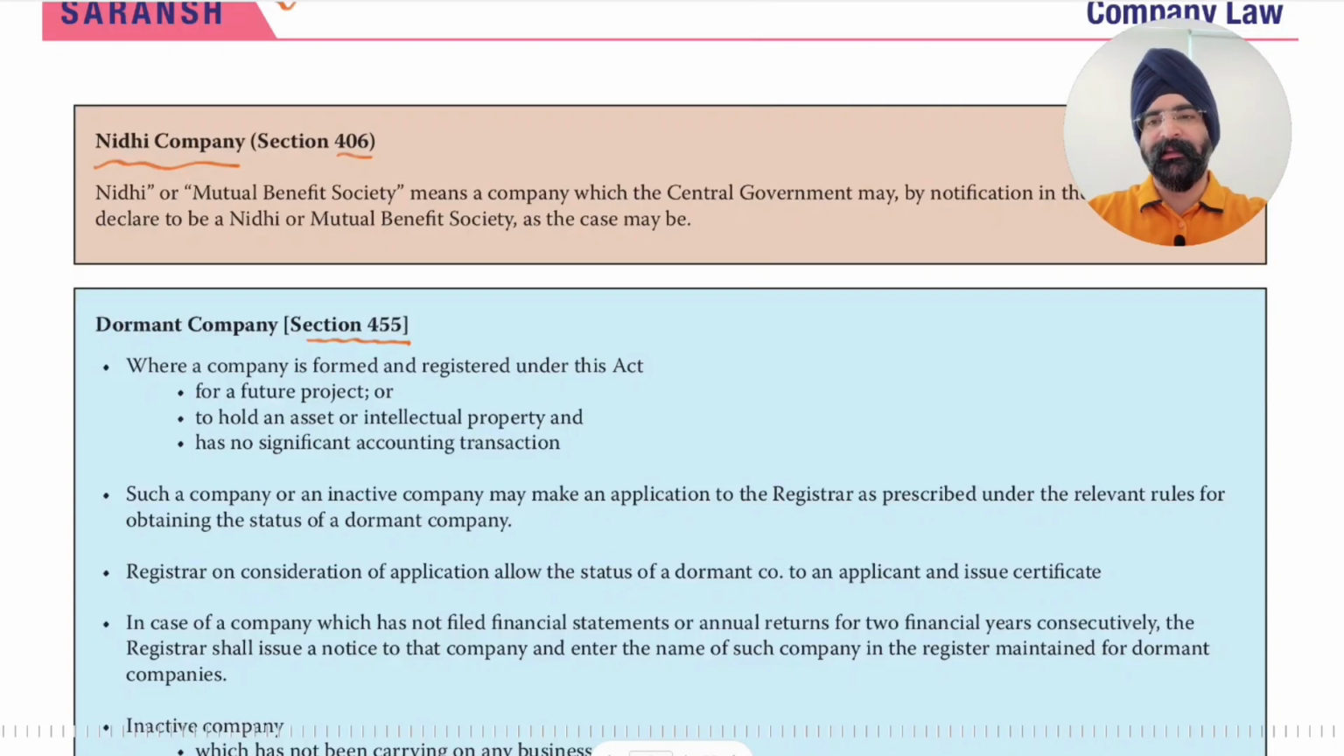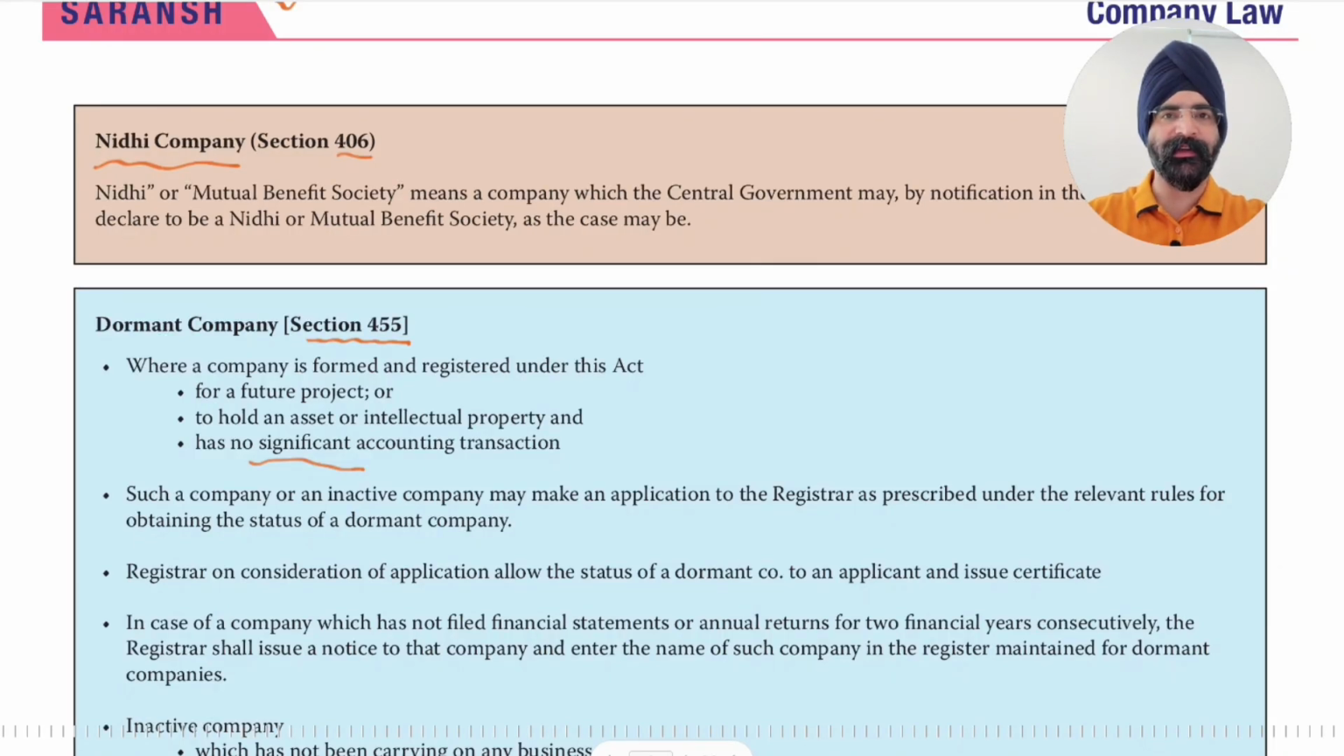Or another possibility is to hold an asset or intellectual property. Certain assets can be transferred to this company, intellectual property can be transferred to this company. It will hold those assets and intellectual property, and has no significant accounting transaction. Okay, there may be day-to-day accounting transactions like paying ROC fees, but there is no significant accounting transaction. So then this is termed as a dormant company.